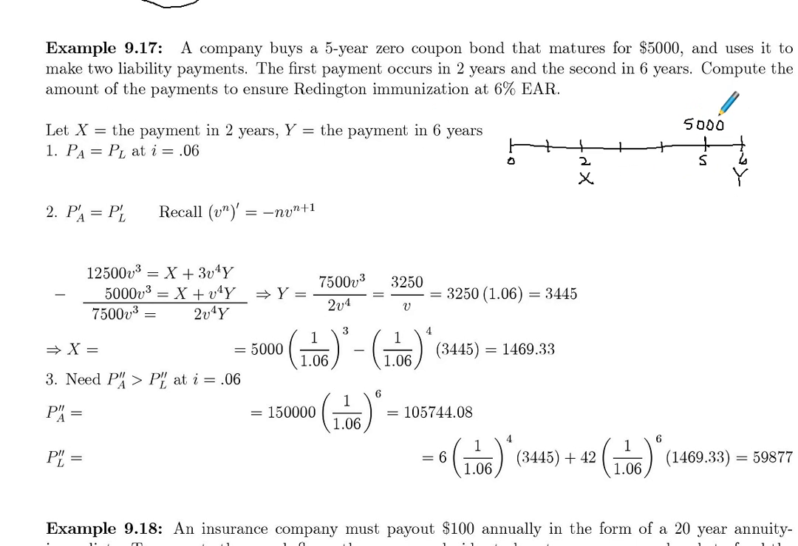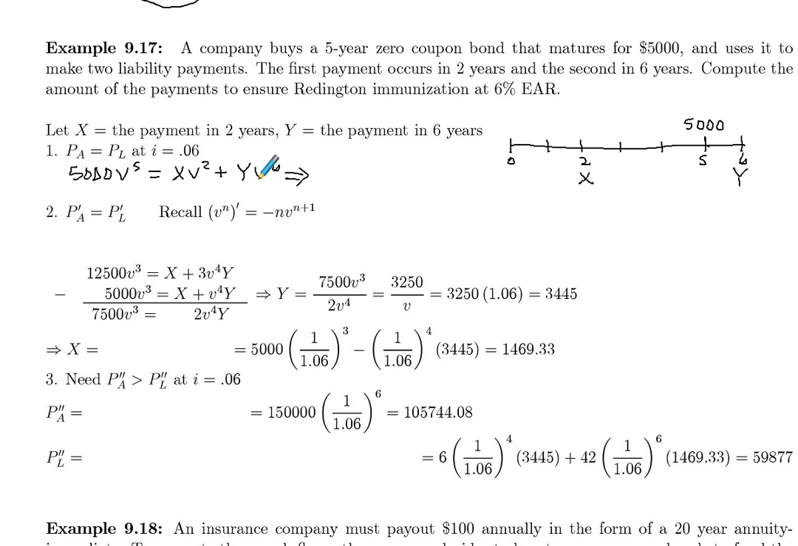Well, the present value of this cash flow is just 5,000 discounted 5 years. So that's 5,000 v to the 5th has got to equal the present value of these two cash flows. So cash flow of X gets brought back 2 years. So X v squared plus this liability cash flow of Y gets brought back 6 years. So Y times v to the 6.